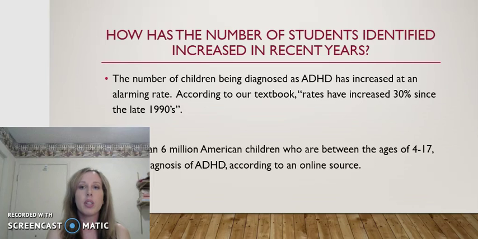So how has the number of students identified increased in recent years? It's actually made huge increases in the last several decades. According to our textbook, rates have increased 30% since the late 1990s. One of my online sources, I think, said that it's increased about 40% just in the last 8 years. So there's different information out there. I went with what the textbook said, but in any case, it's definitely on the rise rapidly.